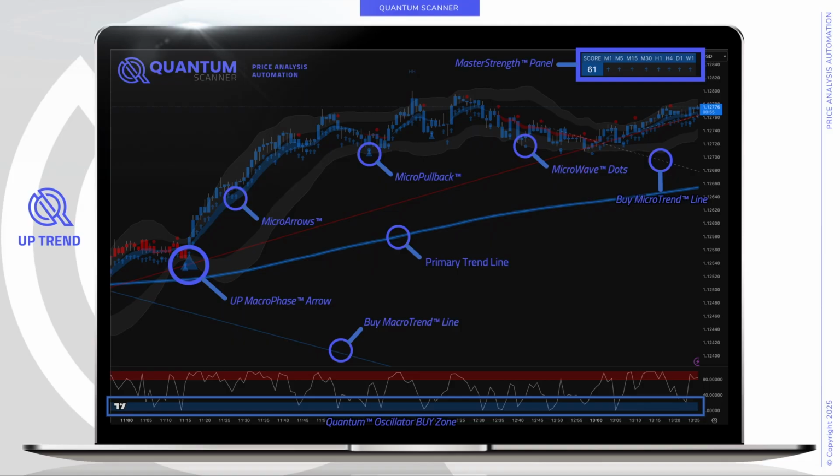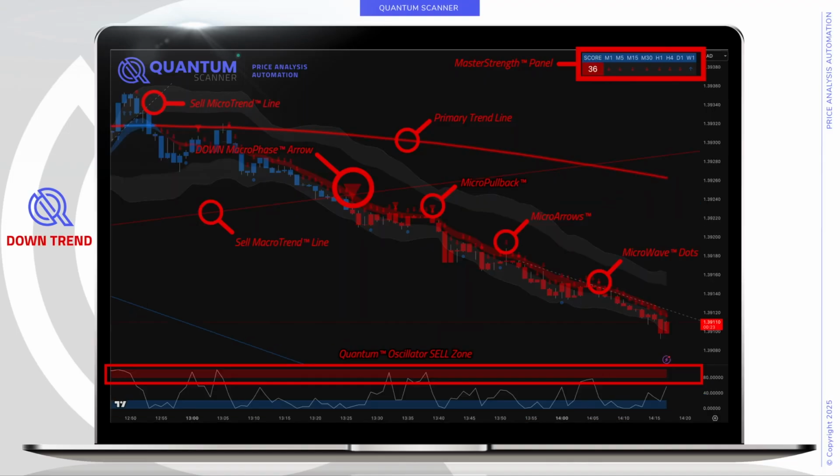In a downtrend, we look for the red indications. We begin with a downward macro phase arrow. This large triangle indicates that price is now shifting in the downward direction. Combined with a red primary trend line, these each indicate that price is primarily moving in the downward direction.